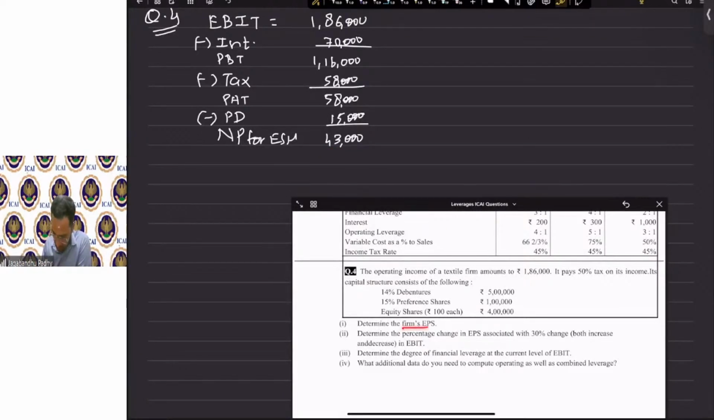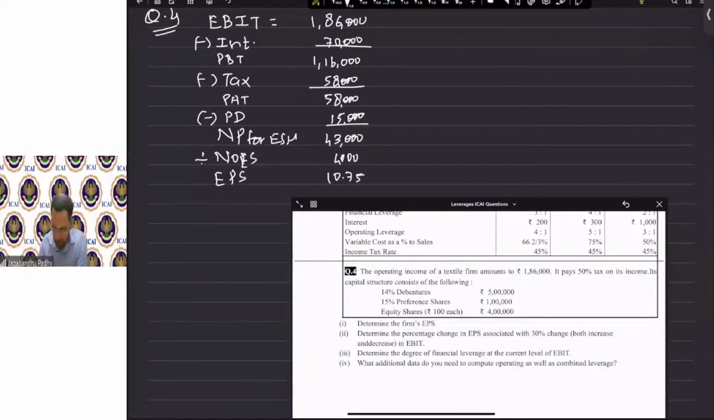Then determine the firm's EPS, determine the percentage change in EPS associated with a 30% change in EBIT, and then compute the financial leverage. To get the EPS, we need to divide this by the number of equity shares, which is 4,000. So we get an EPS of 43,000 divided by 4,000, which is 10.75.